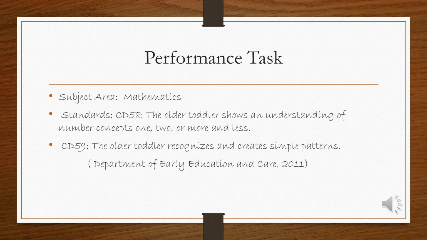When creating your performance assessment, you need a foundation, which starts with standards. I picked two standards. CD58, the older toddler shows an understanding of number concepts 1, 2, or more and less. And CD59, the older toddler recognizes and creates simple patterns. These were provided by the Department of Early Education and Care, the state of Massachusetts.